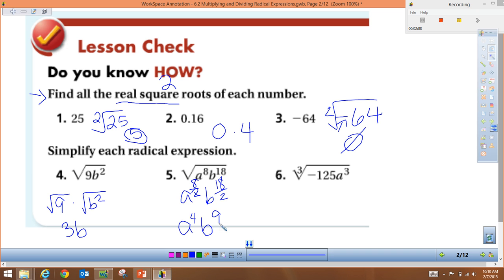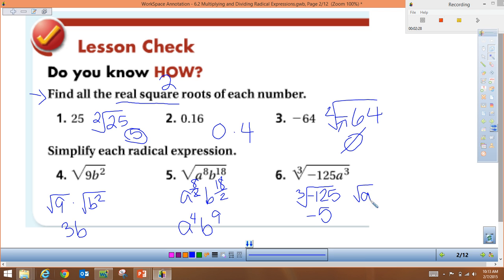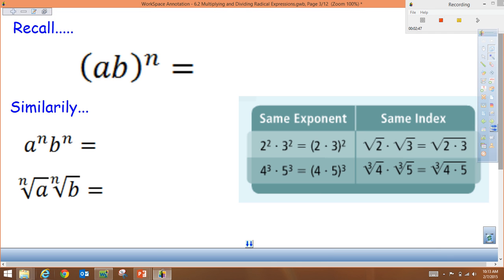Last one here, the cube root of each piece that we have here. The cube root of negative 125 is negative 5. And the cube root of a cubed is just a. So your answer here would be negative 5a. Go ahead and check over your answers from last time. If you needed any refreshers, here we have them. Okay, this should be 0.4. All right, let's move on to some new stuff.